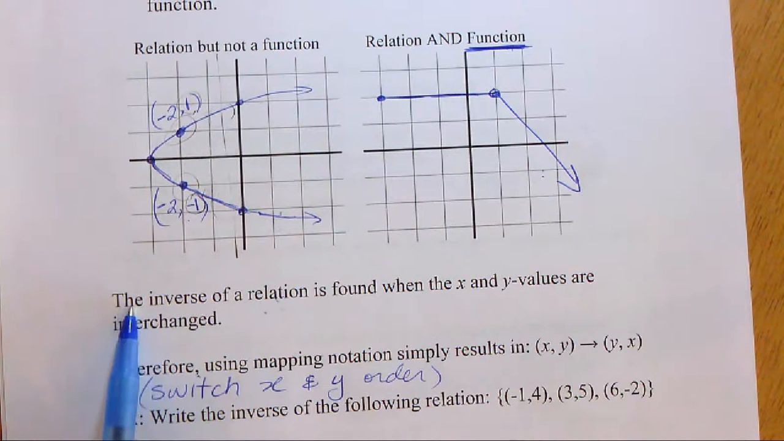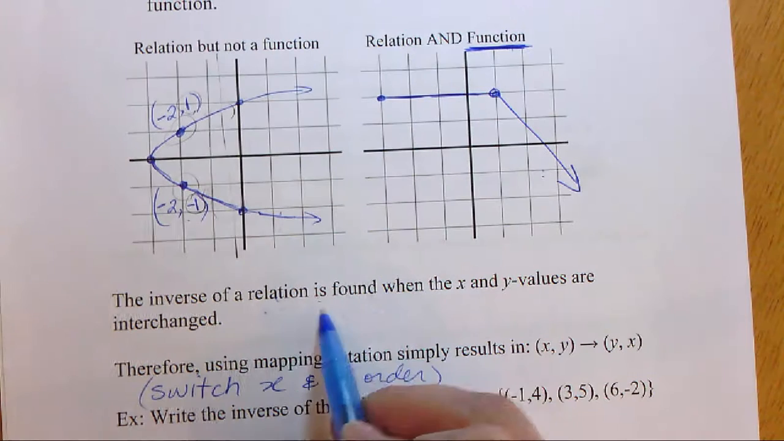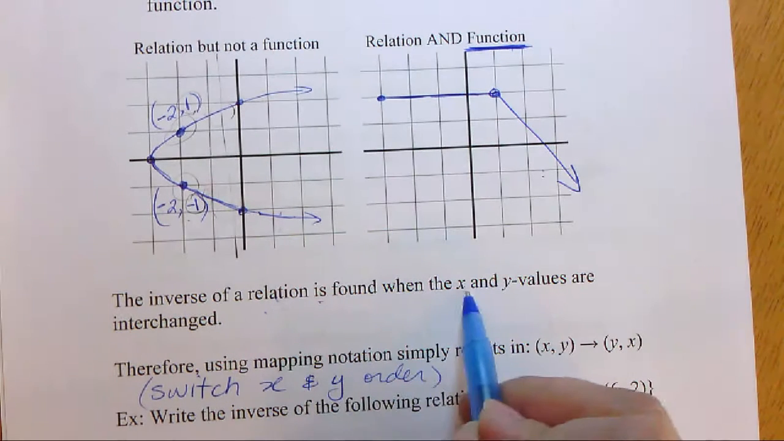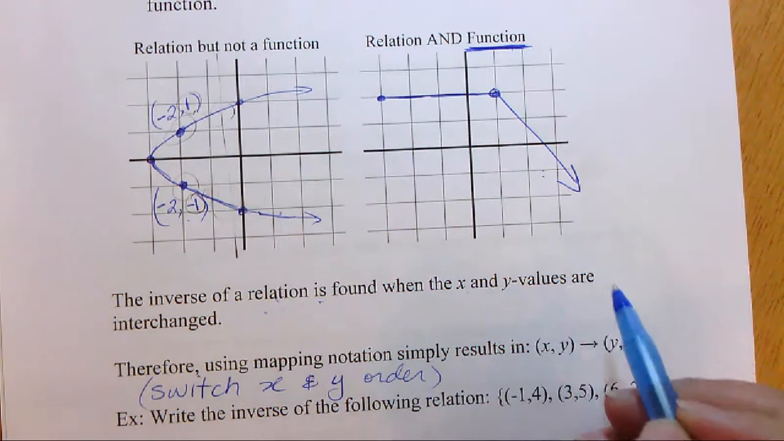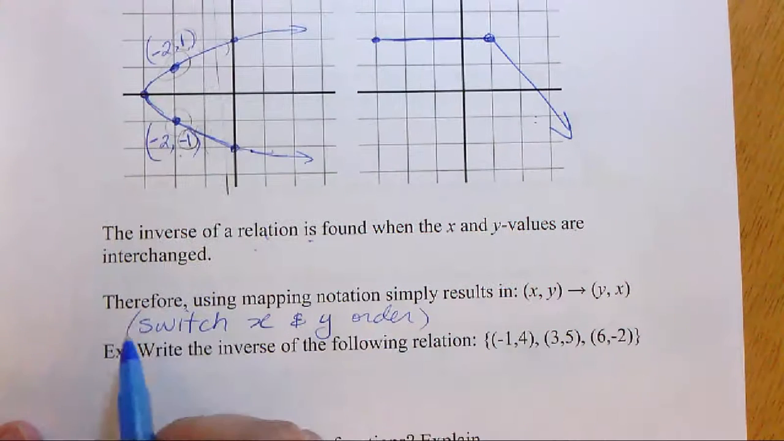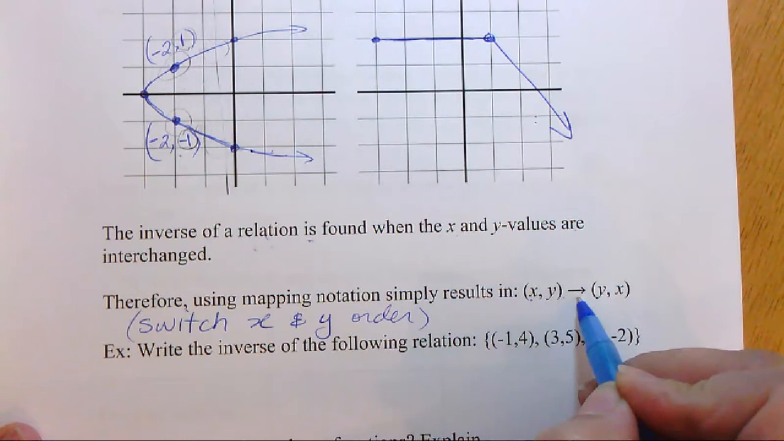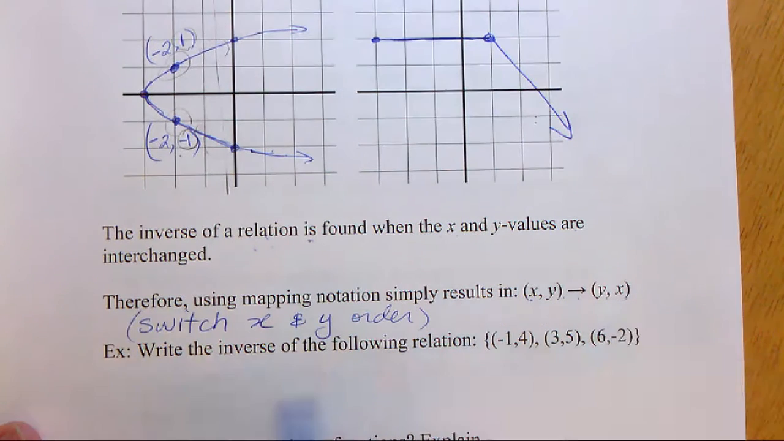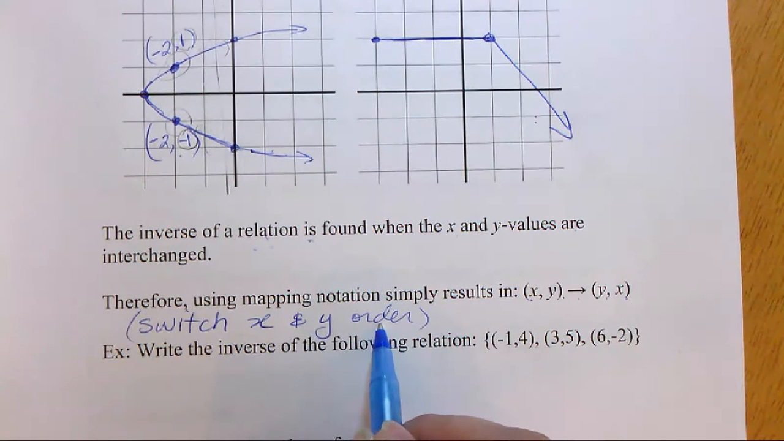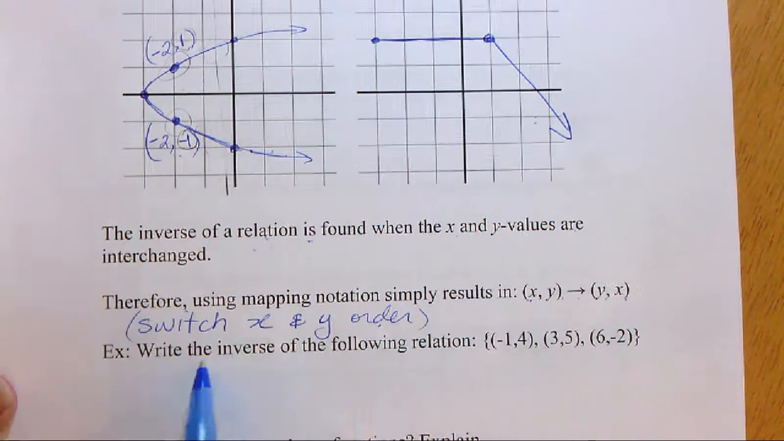Now we're going to look at the inverse of a relation, and how it's found is when the x and the y values are interchanged. Here's the mapping notation where we start with xy and then it becomes yx. So all we're doing is switching the x and the y in their places, just switching the order.